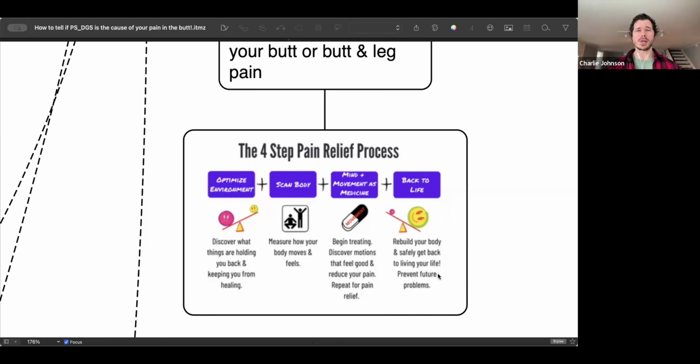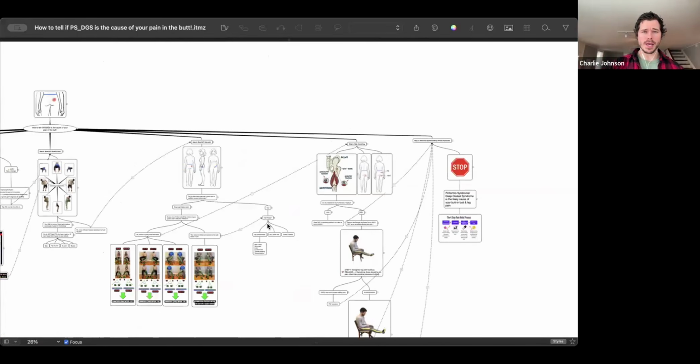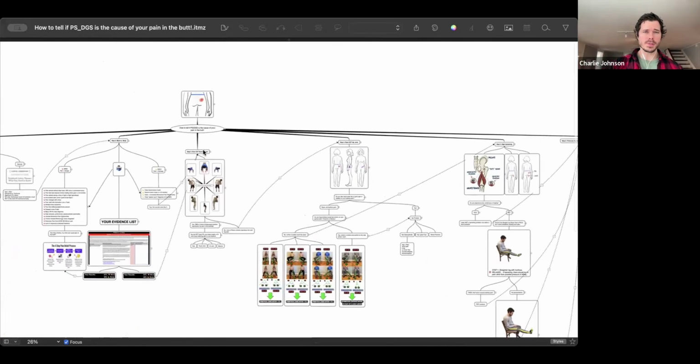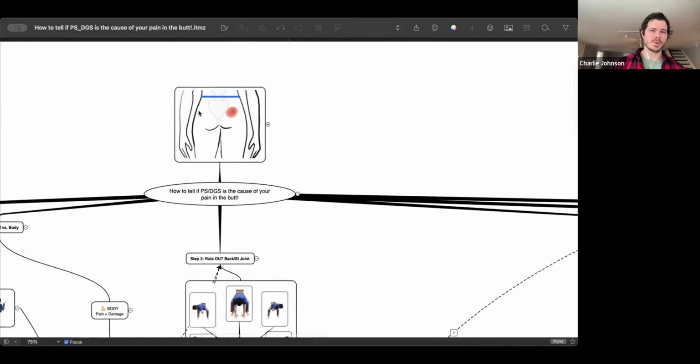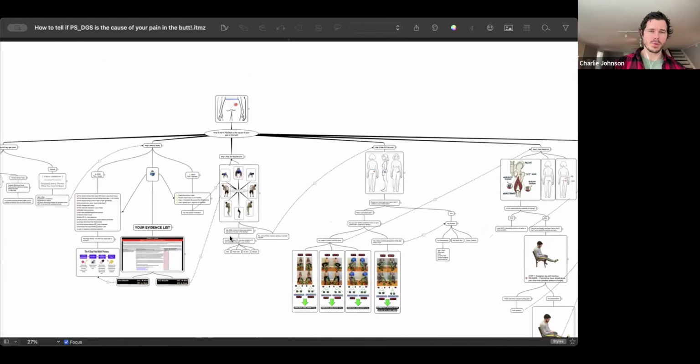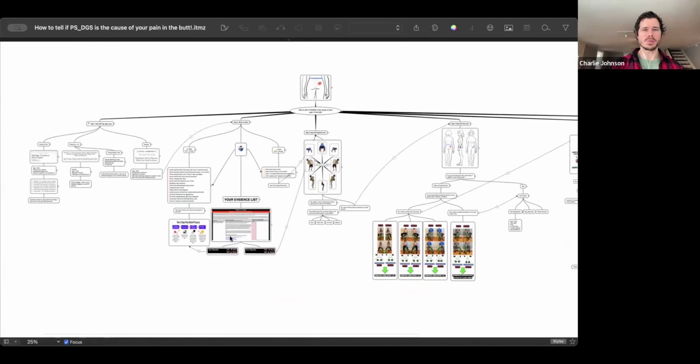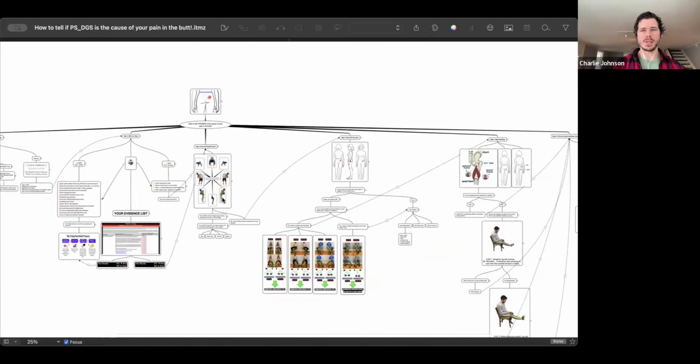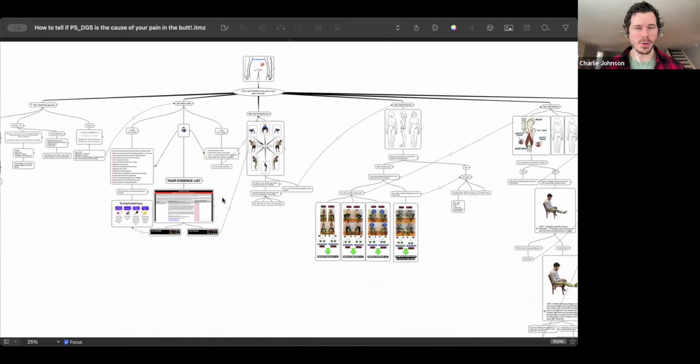All right, so that is all I got. Hopefully this was useful. And again, this entire algorithm was designed to show you if piriformis syndrome or deep gluteal syndrome is the cause of your buttock pain through a process we call diagnosis by subtraction, ruling things out in 6 simple but very detailed steps.